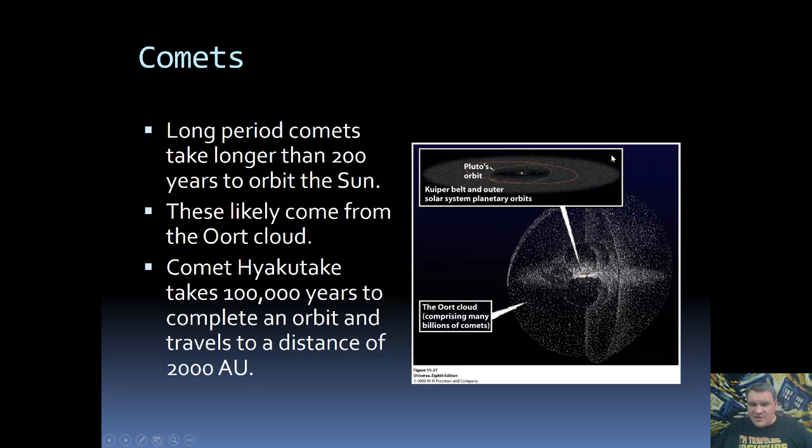So here in this image, we have the solar system. You can see Jupiter's orbit and the Kuiper belt. All of this is contained way down here at the center with this giant ball that is the Oort cloud surrounding everything. Because of how far away these things are, they can take a very long time to orbit around the Sun. One example of this is Comet Hyakutake, which takes 100,000 years to complete one orbit around the Sun. Because of how long it takes to orbit the Sun, it must travel to a distance of around 2,000 AU. In other words, the Oort cloud is really, really far away.